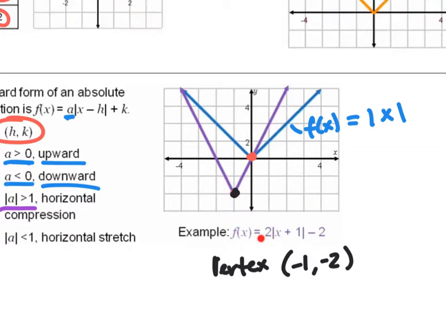And then you have this value of 2 out here. Notice what happens to the slope of this line. The slope of this line becomes 2 over 1, up 2 over 1. So that can kind of help you.